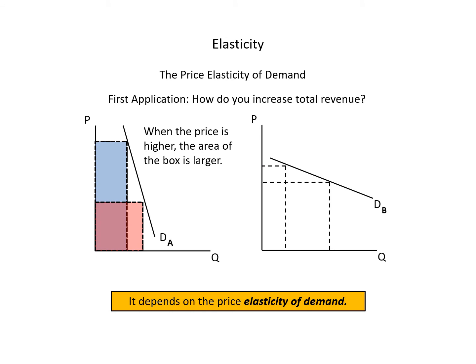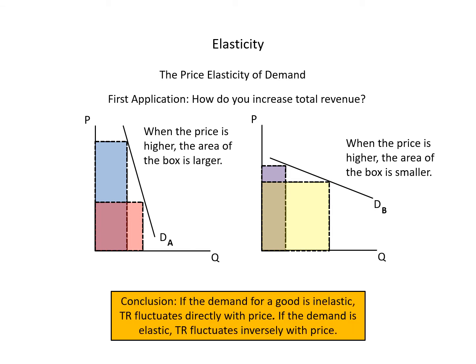Notice that on the less elastic demand curve, the higher price results in a larger revenue box. For the more elastic demand curve B, it's the lower price that produces a larger revenue box. When you think about it, this makes perfect sense. When the demand for an item is inelastic, you can increase total revenue by increasing the product's price. That's because an inelastic demand means that consumers are not responsive to price changes. You can raise the price of the product, but consumers will buy it anyway.